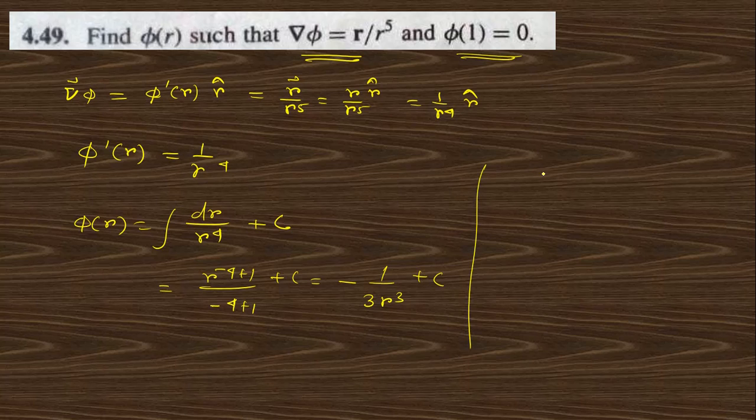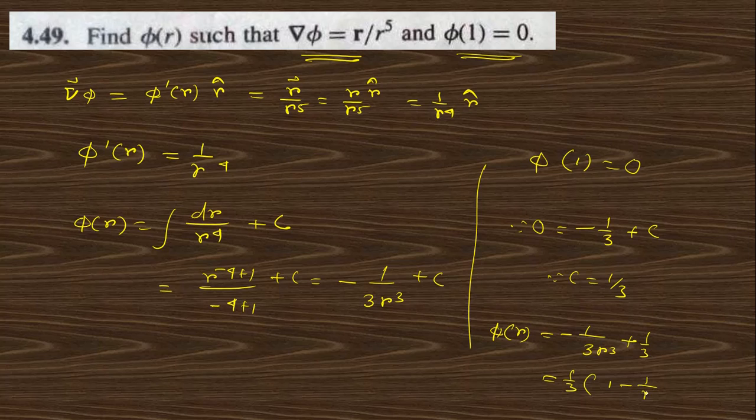Put the initial condition, which is phi of 1 equals 0. So 0 is nothing but, put the value of r as 1, so minus 1 by 3 plus c. What is the value of c? c is 1 by 3. So you can say phi of r is nothing but minus 1 by 3 r cube plus 1 by 3. So you take 1 by 3 common: 1 minus 1 by r cube. This is the solution of this question.